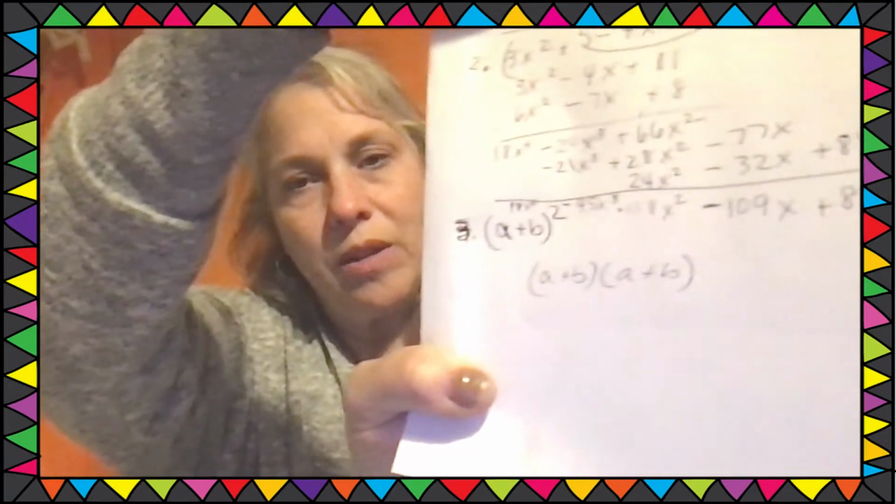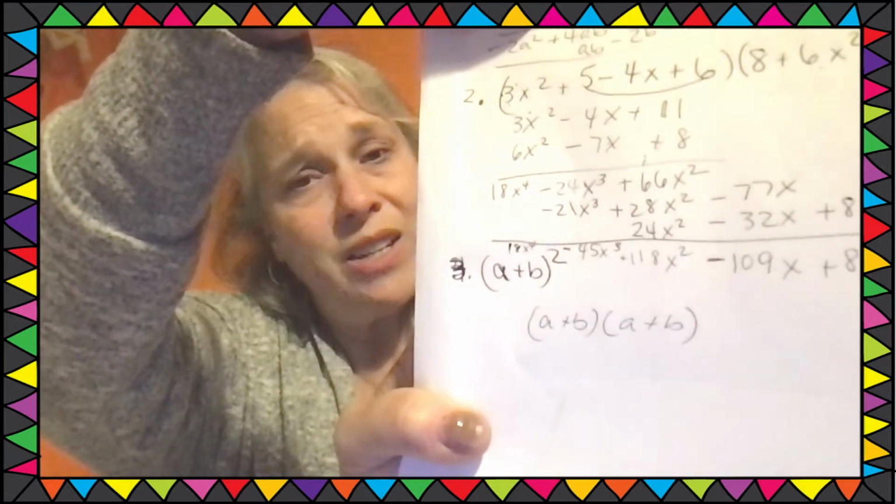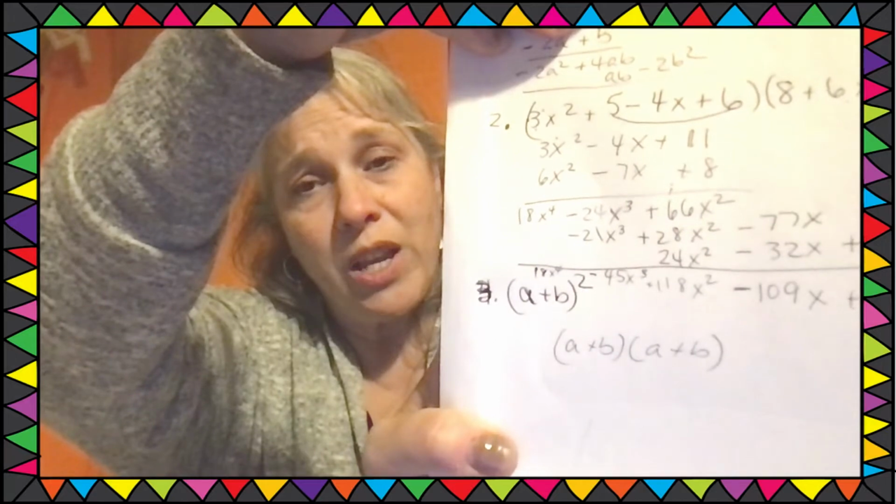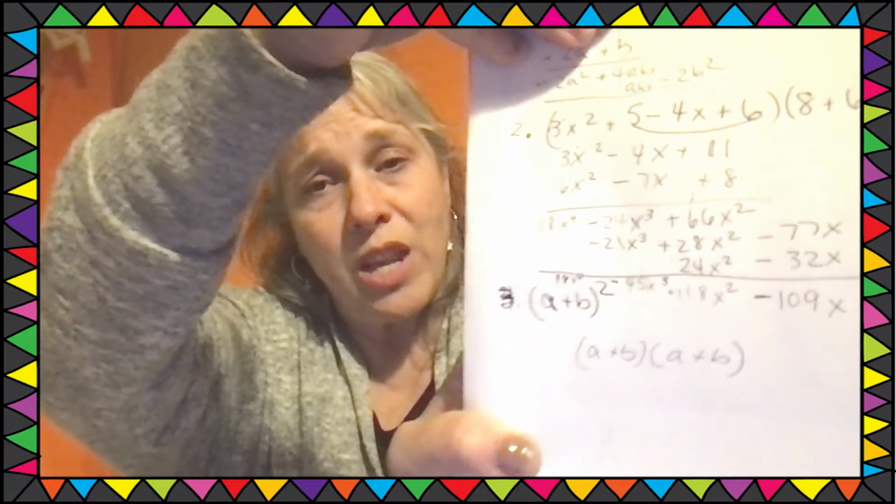If I have A plus B quantity squared, this means A plus B times A plus B. That's what that means, and there's no shorter way of doing it. It does not mean A squared plus B squared. You have to multiply each term in one times each term in the other.